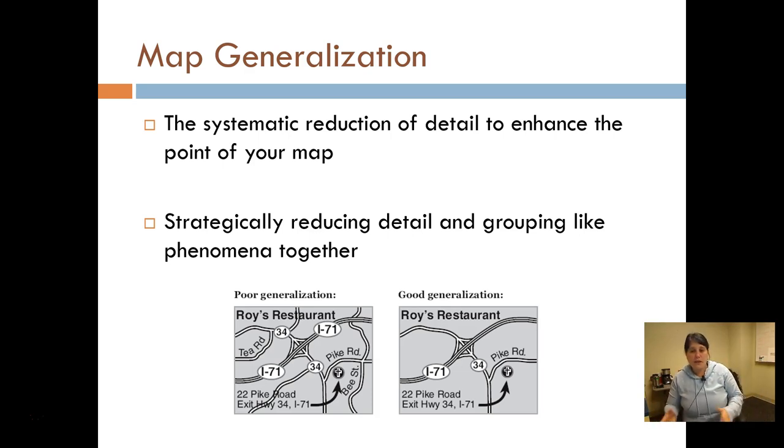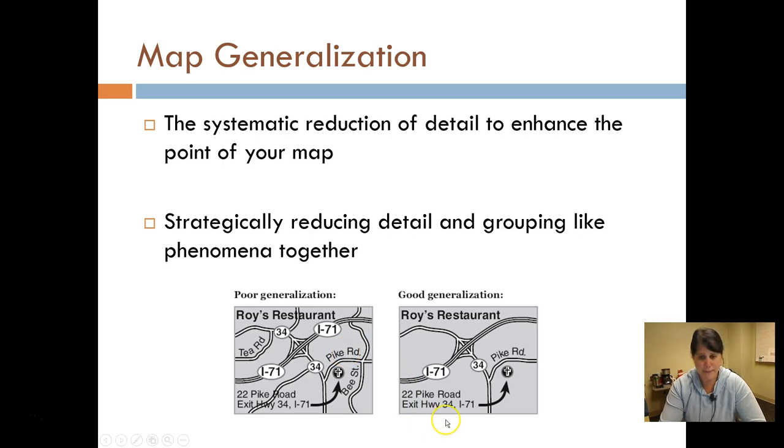So what I'd like to transition into now is map generalization. This is a really important topic, because as you're designing maps, sometimes you have to simplify the data and the content on the map to make it easier for your users to understand. Essentially, map generalization is the reduction of detail to enhance the point of your map. It's strategically reducing detail and grouping like phenomena together.